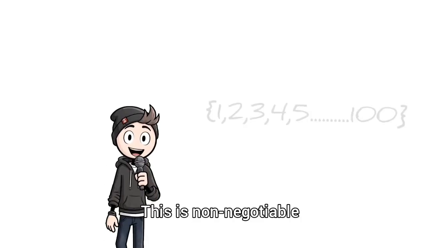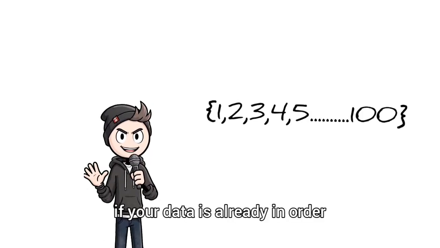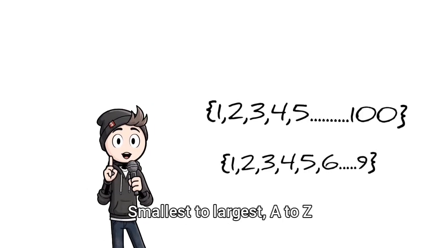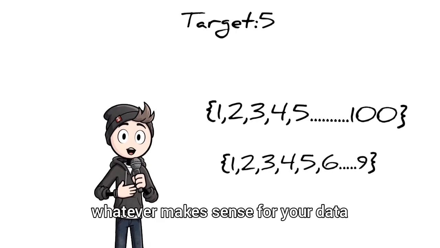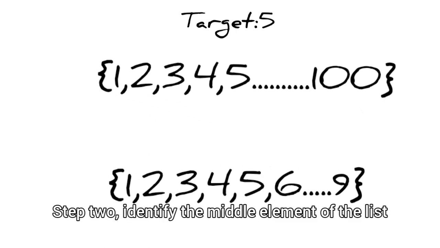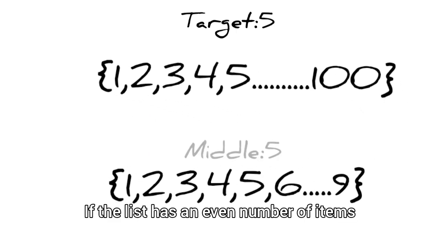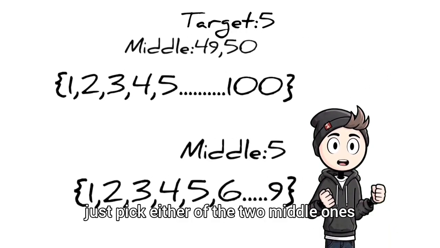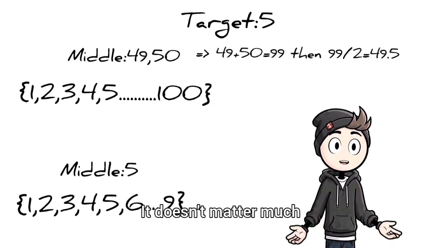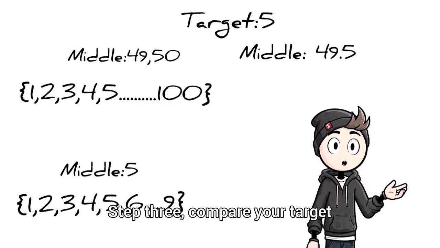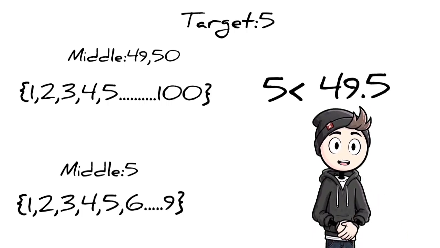Step 1. Start with a sorted list. This is non-negotiable. Binary search only works if your data is already in order. Smallest to largest, A to Z, whatever makes sense for your data. Step 2. Identify the middle element of the list. If the list has an even number of items, just pick either of the 2 middle ones. It doesn't matter much. Step 3. Compare your target, the thing you're looking for, to that middle element.